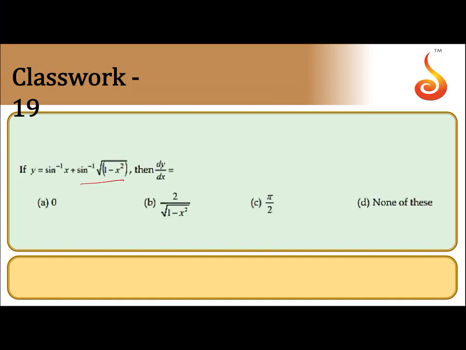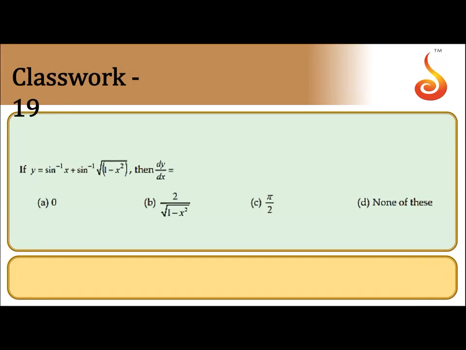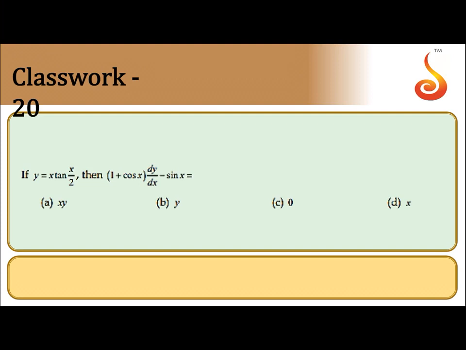Next one, sine inverse x plus cos inverse x. Sine inverse x plus cos inverse x is a constant, so its derivative is 0. No need of any calculation, the answer is 0.